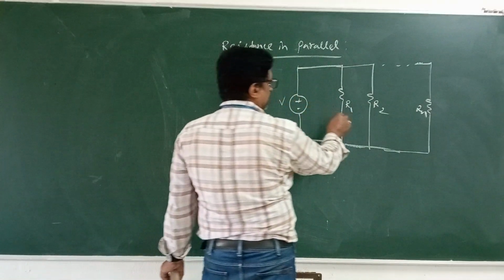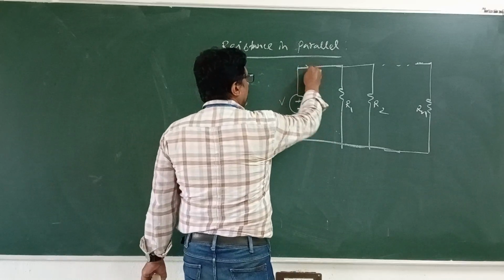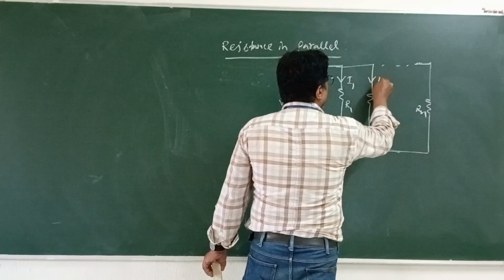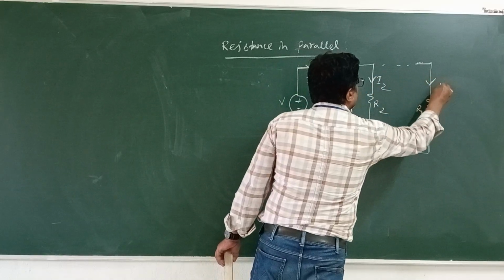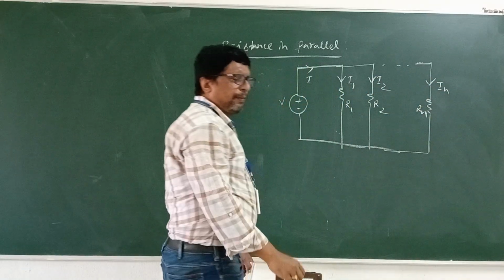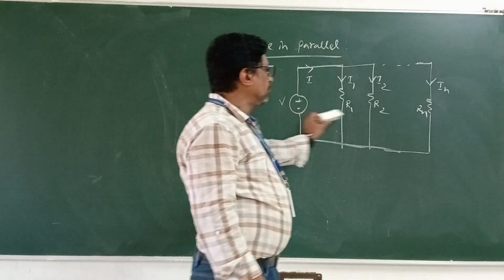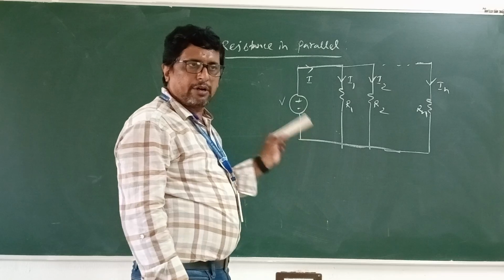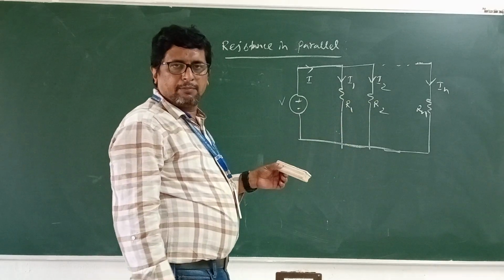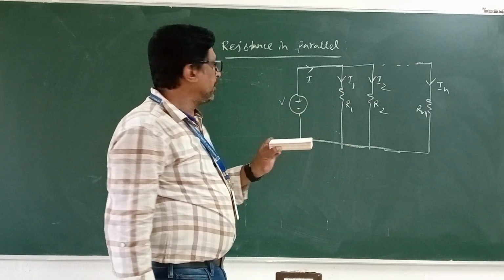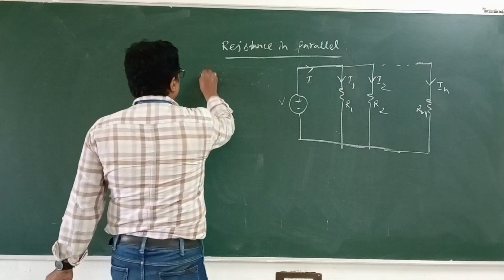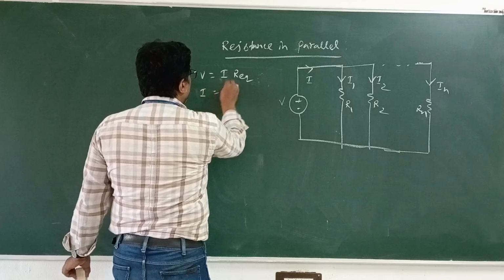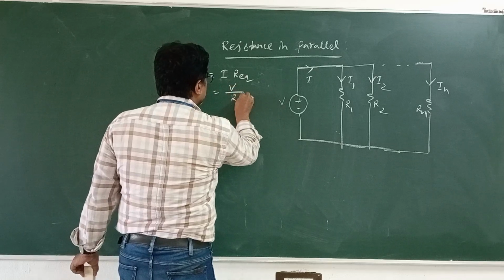So if we solve this one, the total current is I and the current in this branch is I1, then I2, and in the last branch it is In. So in a parallel circuit, what happens? Voltage is the same across all the resistances, but the current is different. While in a series circuit, the current is the same in all the circuit elements, but the voltage is different. So in this circuit, total voltage V equals I into R equivalent, or I equals V by R equivalent.